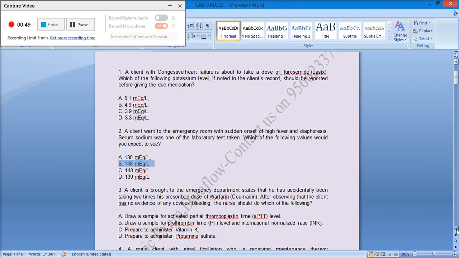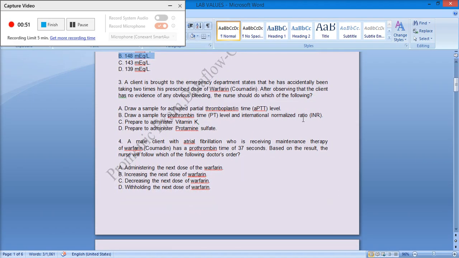A client is brought to the emergency department, states that he has accidentally been taking 2 times his prescribed dose of warfarin. After observing that the client has no evidence of any obvious bleeding, the nurse should do which of the following? A. Draw a sample for activated partial thromboplastin time level. B. Draw a sample for prothrombin time level and international normalized ratio. C. Prepare to administer vitamin K. D. Prepare to administer protamine sulfate. The correct answer is B. Draw a sample for prothrombin time level and international normalized ratio.